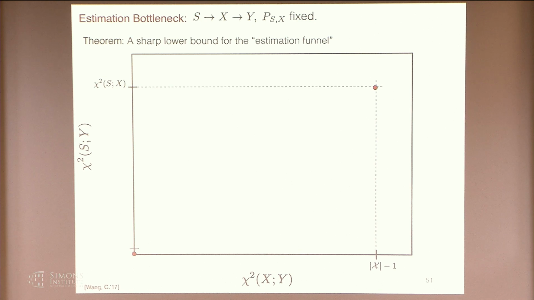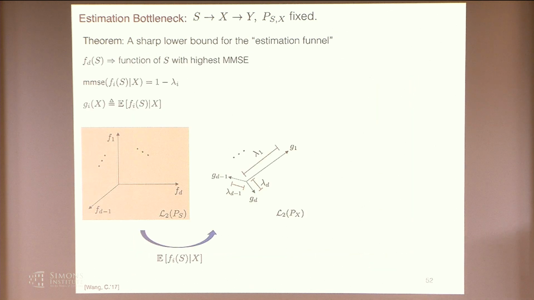And what I'm going to present next is a proof in pictures of a theorem, which is a sharp lower bound for something that we call the estimation funnel, which is the counterpart of the privacy funnel. Okay, so just bear with me on this. So here's the picture, right? So we have the joint distribution between S and X is fixed. We can look at the PIC decomposition of the joint distribution between S and X, right?